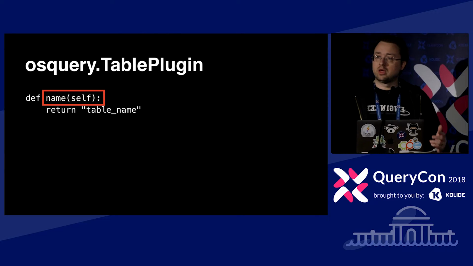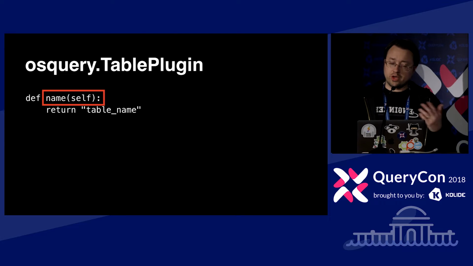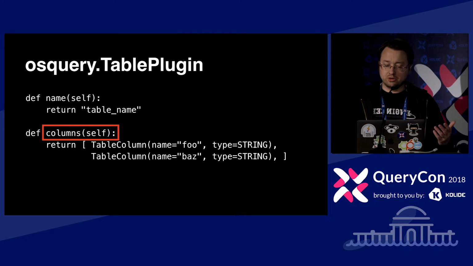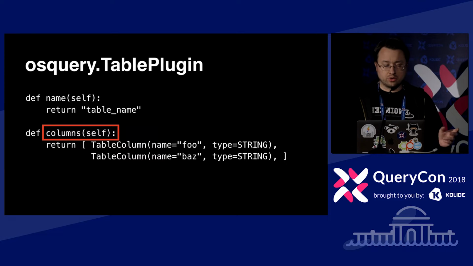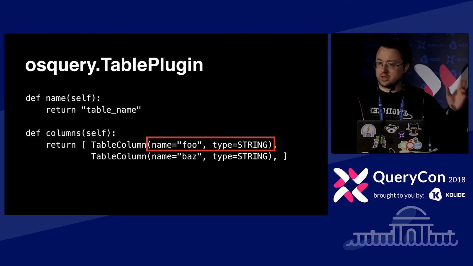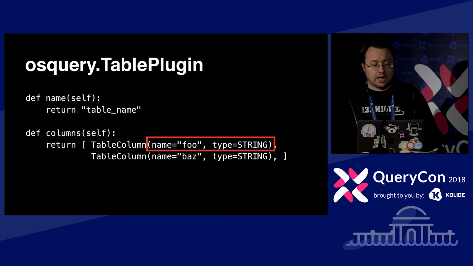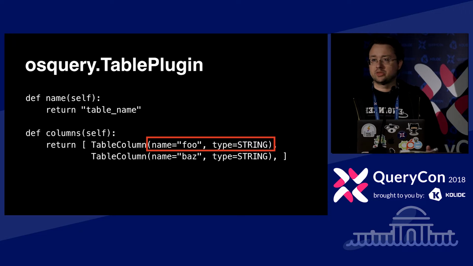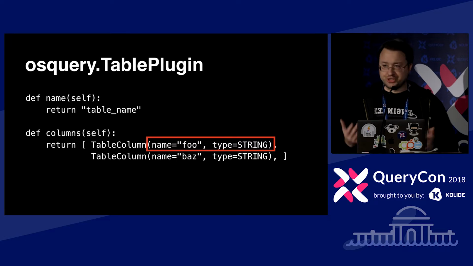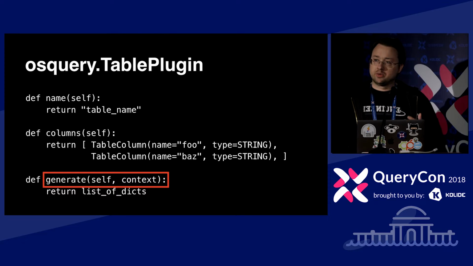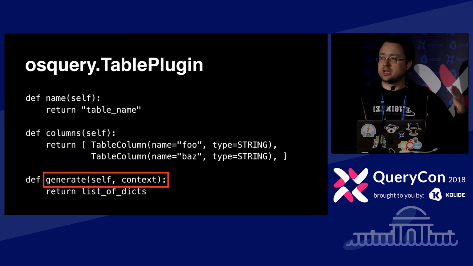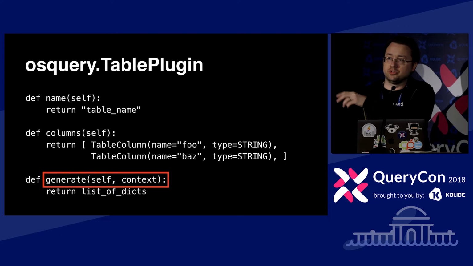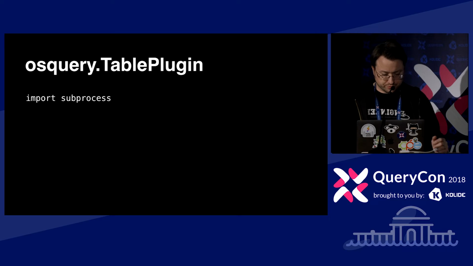Then there's the columns method, whose return value is basically a definition of the names of your columns and the data type contained within each. So it's just a list of names and types. And lastly, generate, which is the method that Osquery will call to generate the data. The result you return is basically a list of key-value dictionaries, where each item in the list is a row in your table, and each key is one of the columns in your table with the value for that particular column.